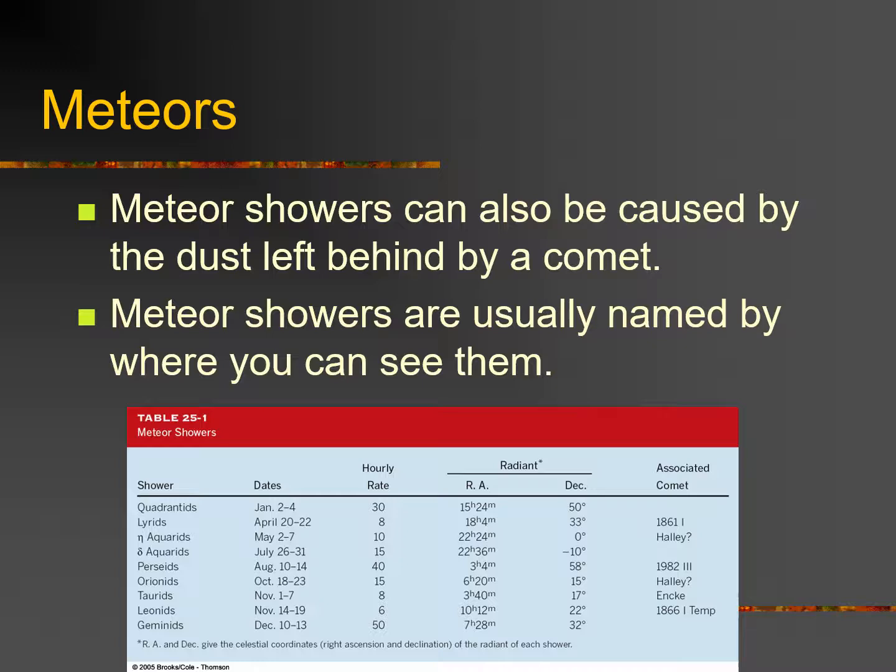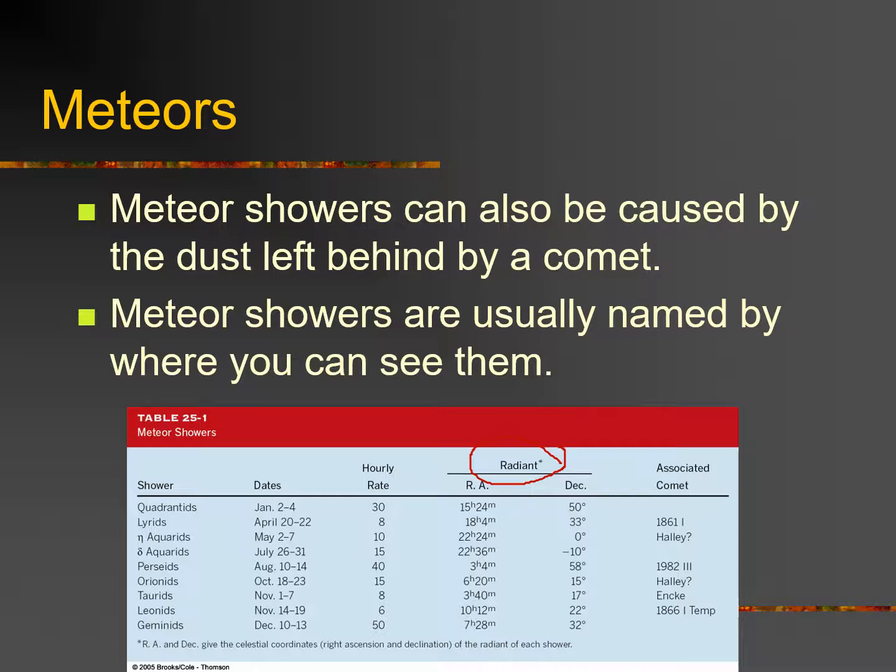Notice in this diagram here, the table, the radiant, they give you the coordinates, the right ascension and declination in space on your celestial sphere. That tells you where you can look, and that's where the meteors appear to be coming from. Now, this does not mean that by looking at the radiant, you're going to see every meteor. That's not the case. But when they streak across the sky, if you trace back in space all of the places that they appear to come from, it's going to appear to come from the radiant.